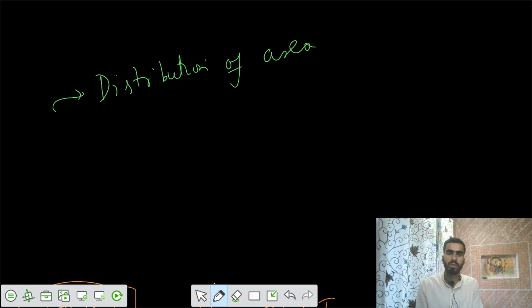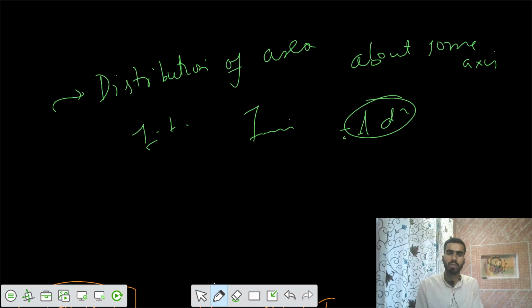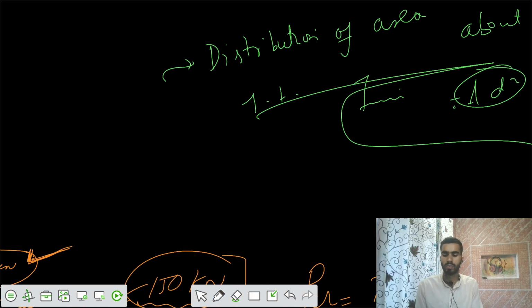So your R, the radius of gyration, means the distribution of that area about some axis such that it contributes the same amount of I minimum equal to AR square. So we got that also.